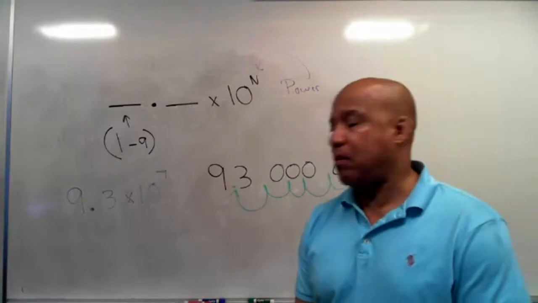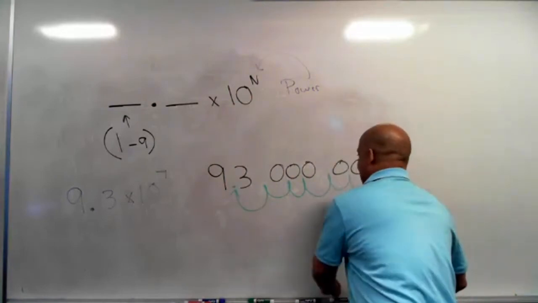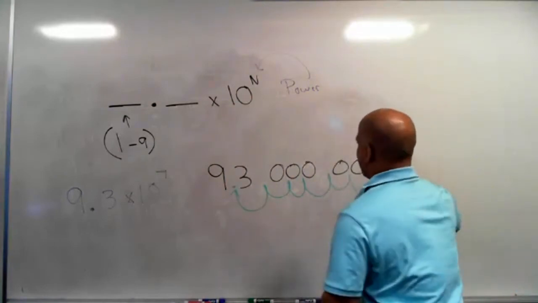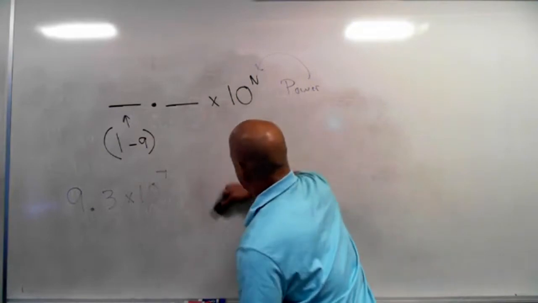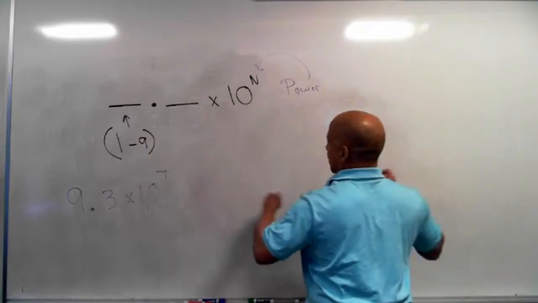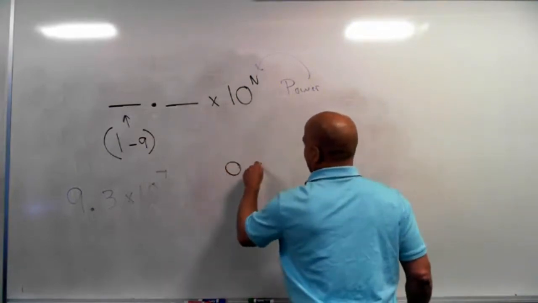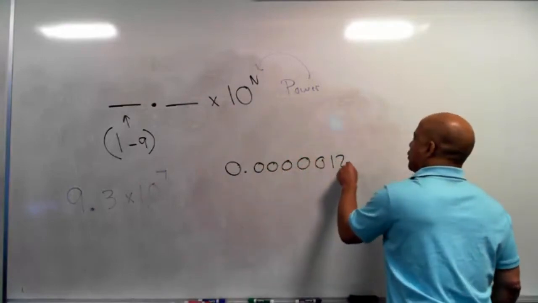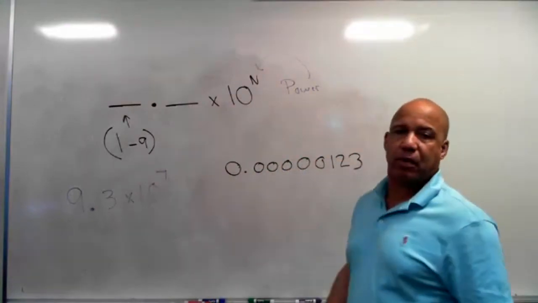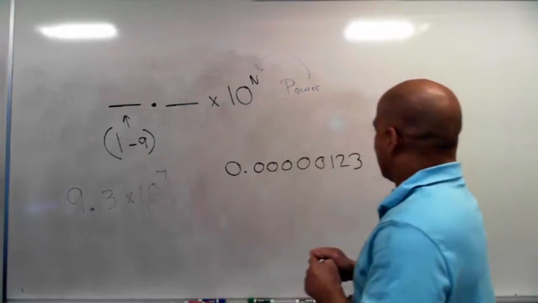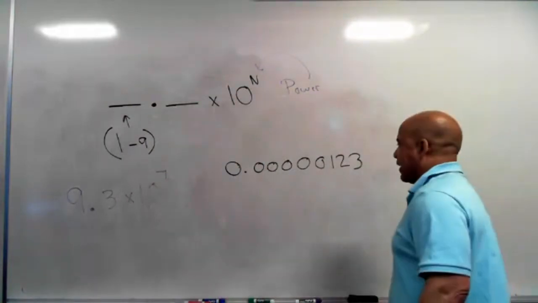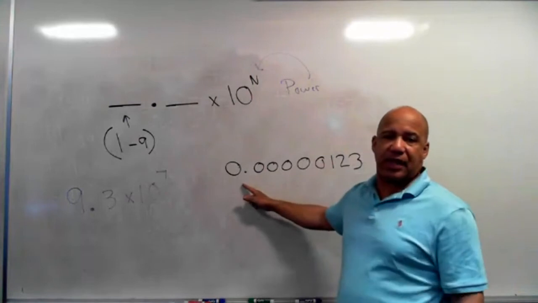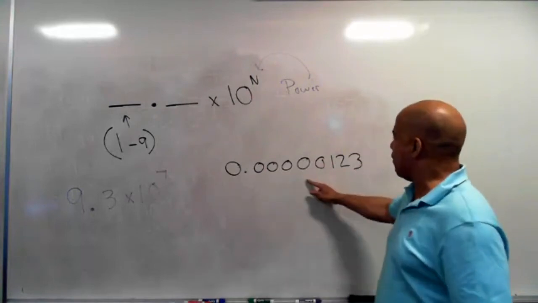Let's do one more example where we have a decimal out front. So let's say instead of this number, I got this number, 0.00000123. Let's say I got that number, and I want to put that number in scientific notation. So just like before, now the decimal is already here, so I don't have to put it in there. I just got to move it over.